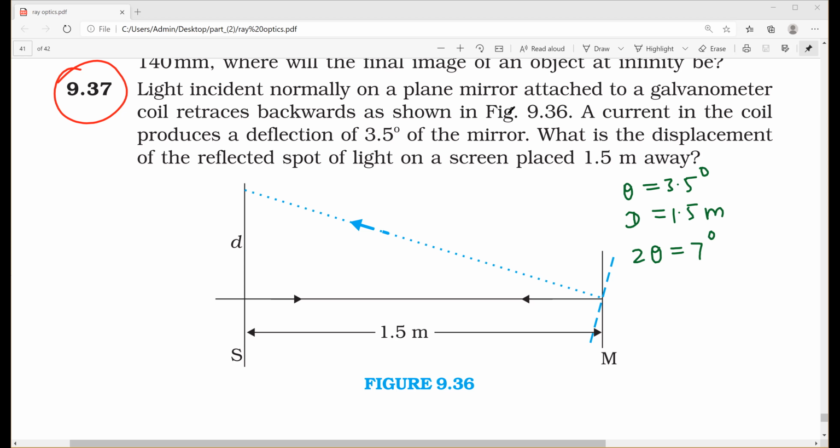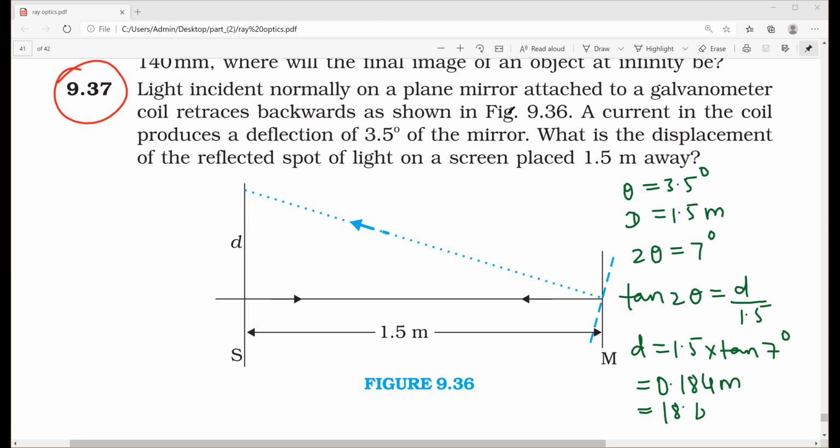So therefore the displacement of the reflected spot of light on the screen is calculated by using the formula tan 2 theta is equal to d divided by 1.5. So to calculate d, do 1.5 into tan of 7 degree. So what did we get? We got 0.184 meter. So that is almost equal to 18.4 centimeter. So the displacement of the reflected spot of light is 18.4 centimeter. So next we shall move to the next problem.